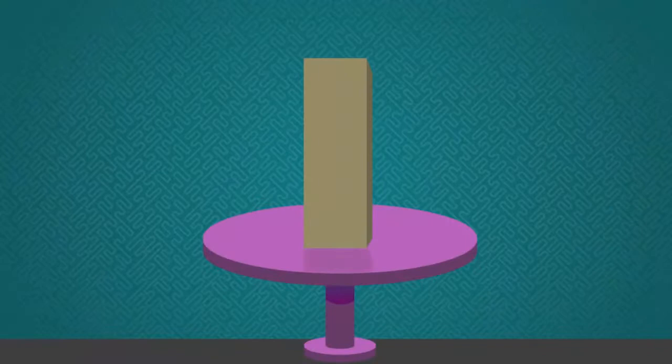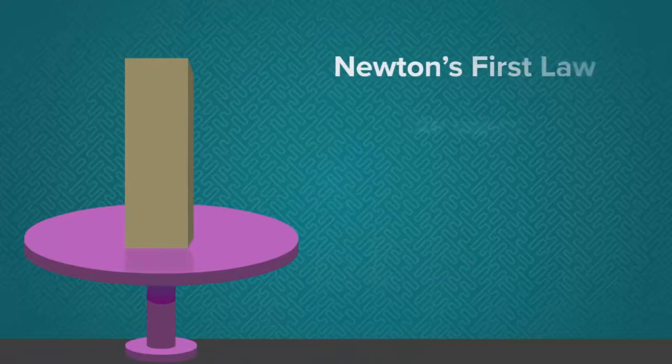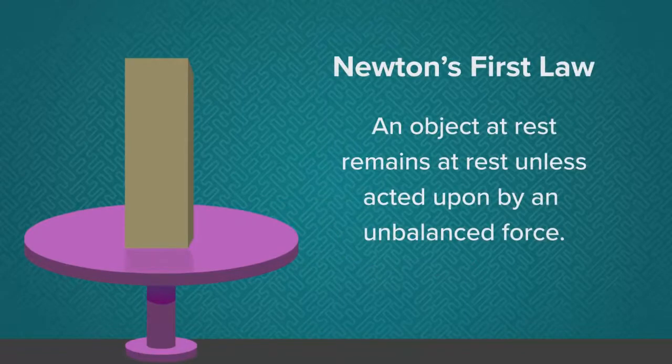Think about a box sitting on a table. The box is in static equilibrium. It's at rest, and it will stay at rest until an external force causes it to move. This is part of Sir Isaac Newton's first law, which states that an object at rest will remain at rest unless it's acted upon by an unbalanced force.